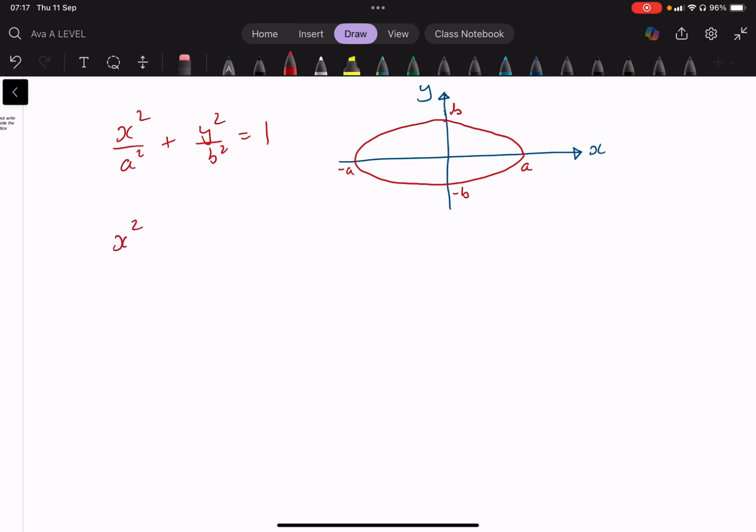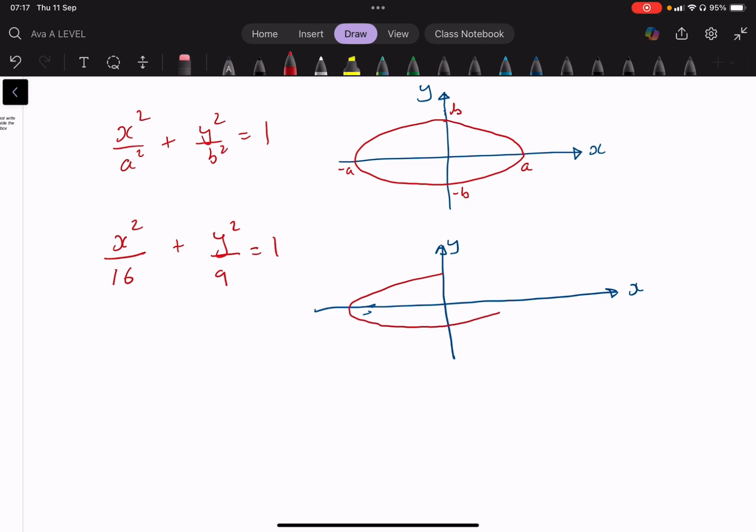So for example, if we have x squared over 16 plus y squared over 9 equals 1, then that would look like x and y. Then there's our ellipse. So this would be 4, this would be negative 4, this would be 3, negative 3, and this would be 3. Of course, that could be rewritten as 9x squared plus 16y squared equals 144.